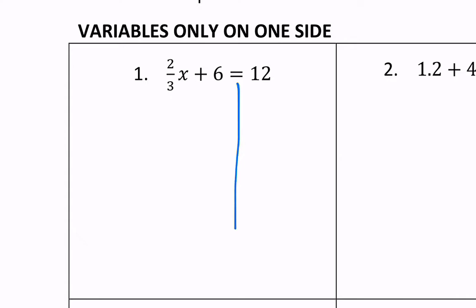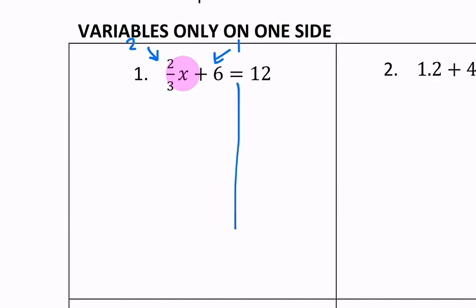Okay, so I'm trying to get this x by itself. If I want this x by itself, there are two numbers that I need to get rid of. I need to get rid of that 2/3, and I need to get rid of that 6. So I know I need to get rid of this guy, and I know I need to get rid of this guy. So remember, I told y'all, whatever number is directly touching that x, let it stay put. So the first thing I want to get rid of is that 6. The second thing I want to get rid of is that 2/3.